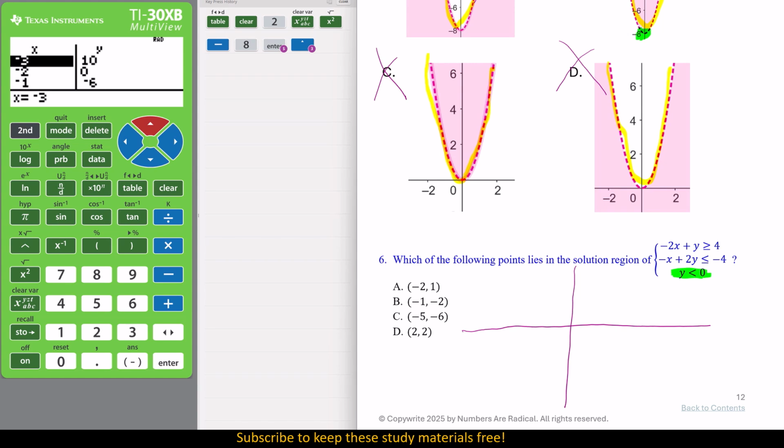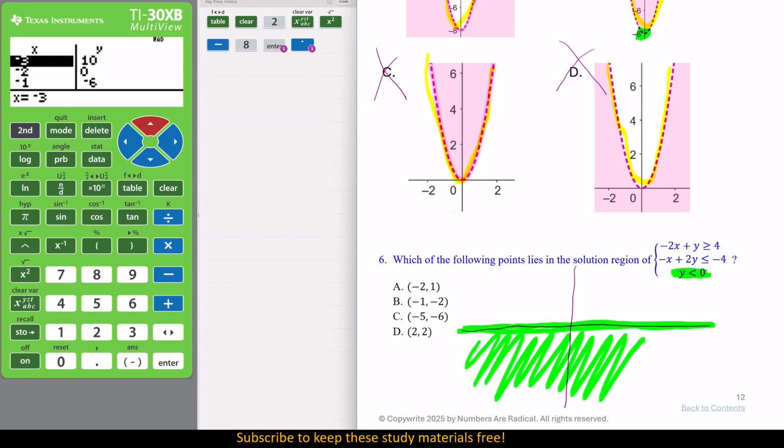Okay. So let me go back to my highlighter. Well, that means they're not even going to be actually on my x-axis. They're all going to be down here. Here they are. They're all down here.